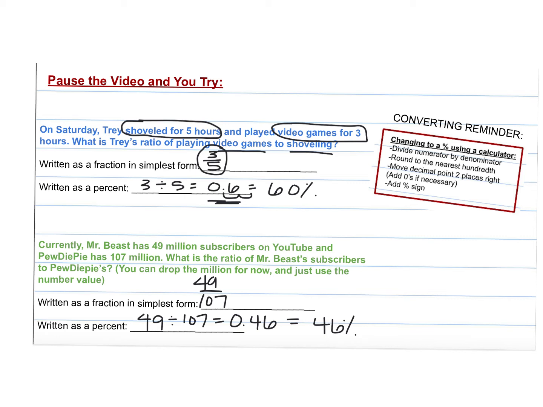And then currently Mr. Beast has 49 million subscribers on YouTube, and PewDiePie has 107 million, which, by the way, I made up this problem last year. So the number of subscribers may have changed, if you're wondering. What is the ratio of Mr. Beast's subscribers to PewDiePie's? And we'll drop the million. So the fraction would be 49 to 107, or 49 over 107. And then I write that as a percent, 49 divided by 107. I rounded it to the hundredths, which is 46 hundredths, which is 46%. So Mr. Beast has 46% of the amount of subscribers that PewDiePie has.